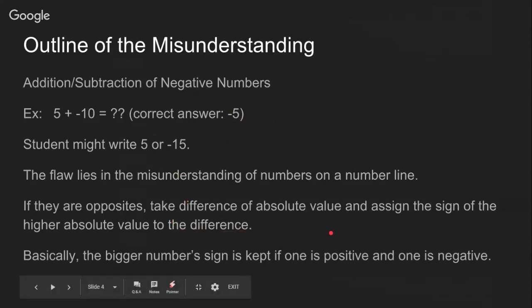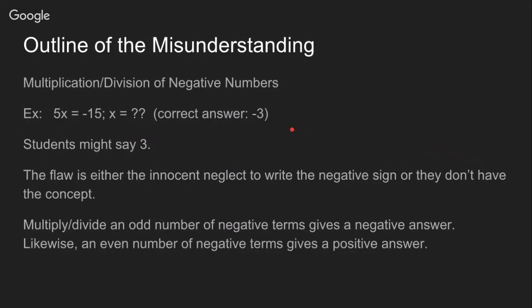So basically, the bigger number's sign is kept if one is positive and one is negative. There were no issues with 5 plus 7, having the same sign. It's when there are opposite signs that this becomes a problem. The second part was multiplication and division. We see that exactly in that example, 5x = -15. So what is x? Students were saying 3.